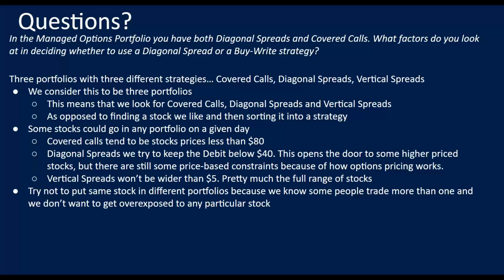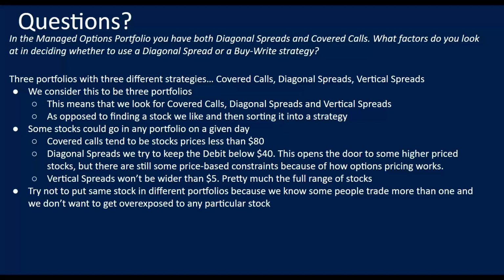For covered calls, we tend to try to find stocks with prices less than $80 because buying 100 shares of a stock that costs more than $80 can get expensive. For diagonal spreads, we try to keep the debit less than 40 for the same reason. Now this does open the door to some higher priced stocks in the diagonal spreads portfolio, but there are still some price-based constraints because of how option pricing works.